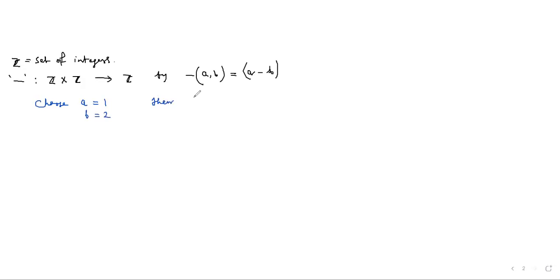Then, according to his definition, (1, 2) will be 1 minus 2, which is minus 1. But this minus 1 is not equal to 1, which is actually the result when the binary operation minus is operated on (2, 1). Now you see this point (1, 2) and this point (2, 1), these are not the same ordered pair.